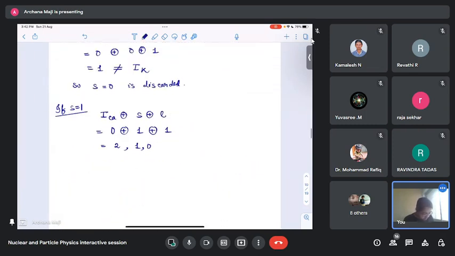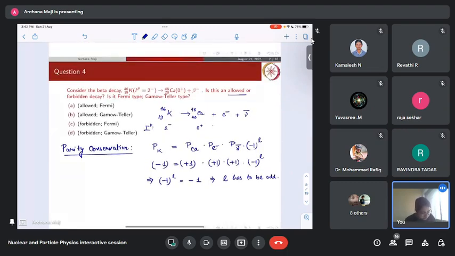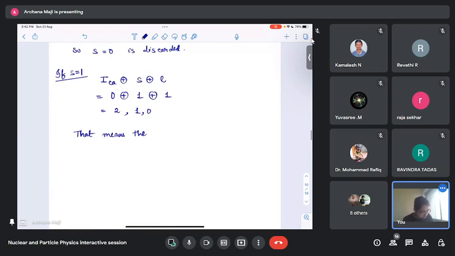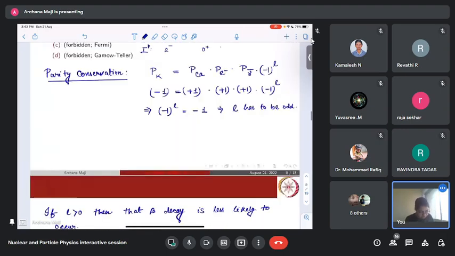So that means the beta decay process is a forbidden decay, because L is not 0 but greater than 0, but it is Gamow-Teller type, because S equal to 1 has to be the case. So the correct option then becomes D.